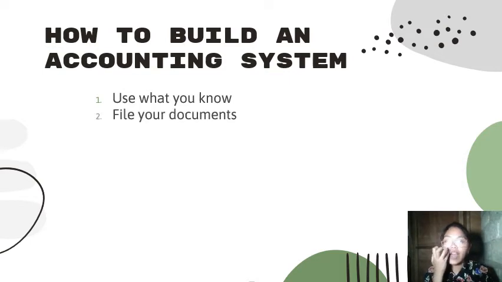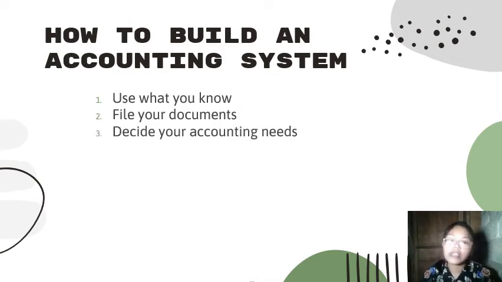Next is to file your documents. It's critical to set up a filing system with a different file for each type of financial paperwork. These files can be physically or virtually stored or both. Create a file for all papers that require action and then move them to the respective files once completed.